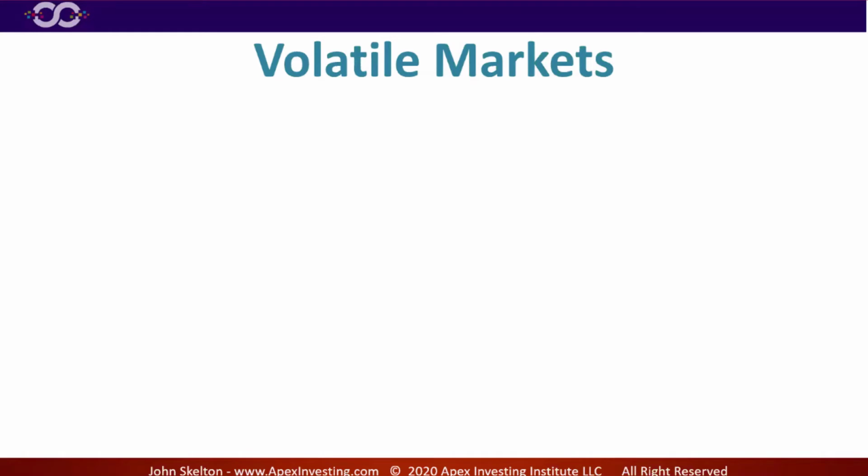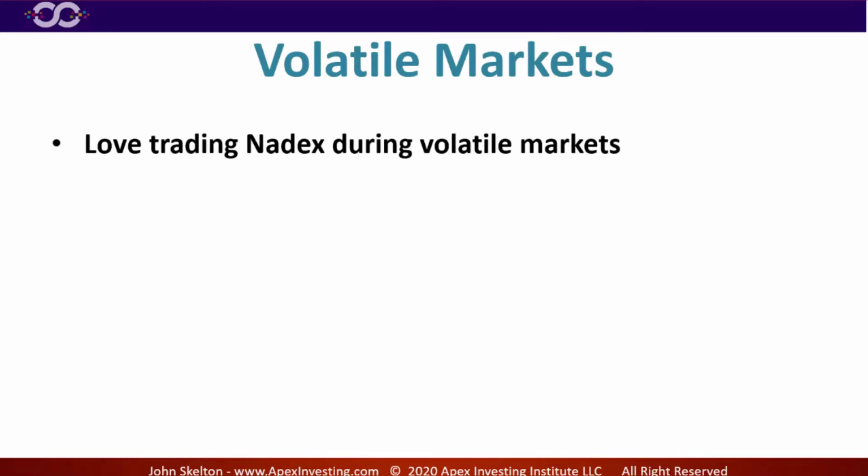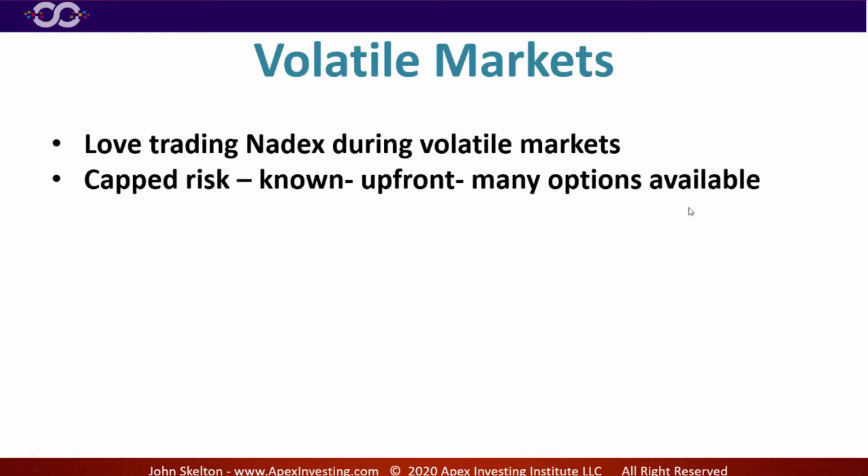The theme of today's event is about volatile markets and how we trade during these volatile markets. And I echo what Brian said a few minutes ago. I love trading Nadex during volatile markets because you've got capped risk, upfront known risk. You know exactly what you're risking before you get into a trade. There's basically a built-in stop with that capped risk, whether you're trading a binary, a spread, or a knockout. You have limited capped risk and limited profit potential. You know exactly what you're doing there.